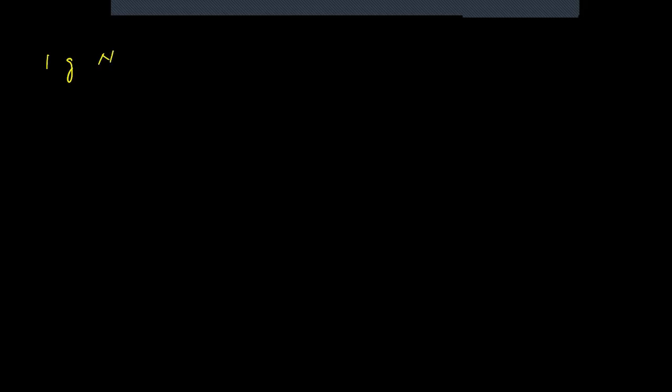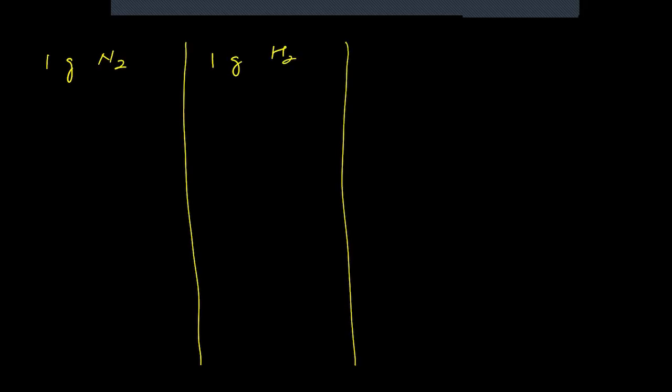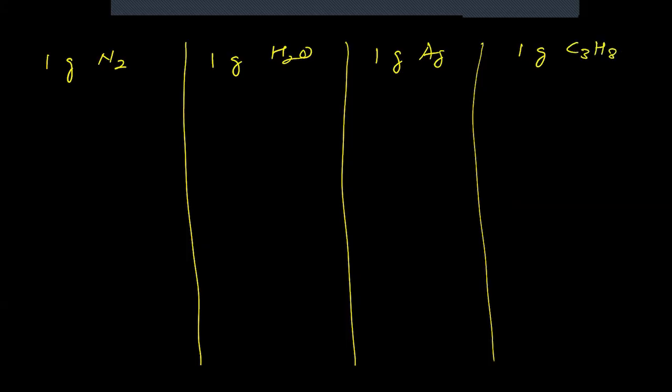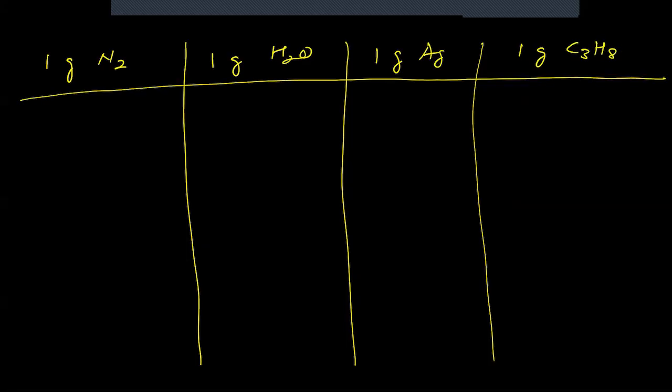One gram nitrogen, 1 gram water, 1 gram silver, 1 gram propane. The question is, which one will have the greatest number of atoms? So for 1 gram, 1 divided by 14 is the number of moles. Given mass upon atomic mass will give you the number of moles of atoms. Why did I consider 14? Because I am talking about atoms. I need atoms, multiplied by Na.